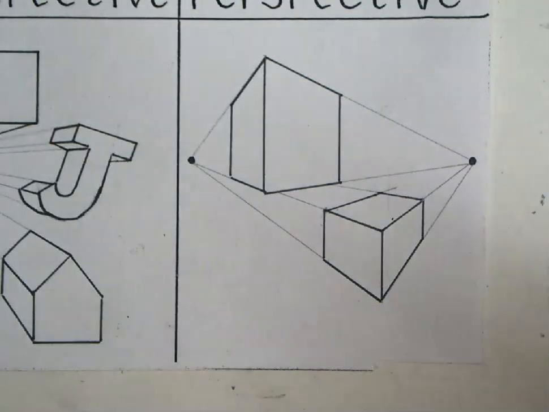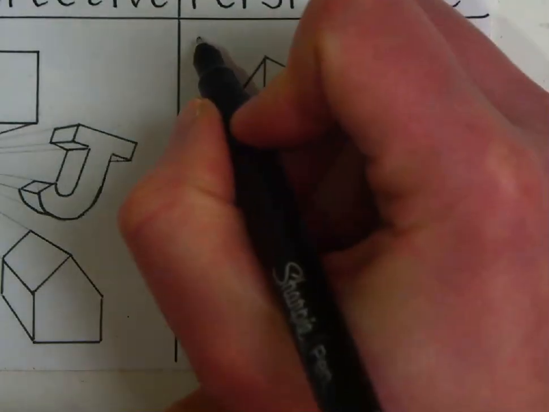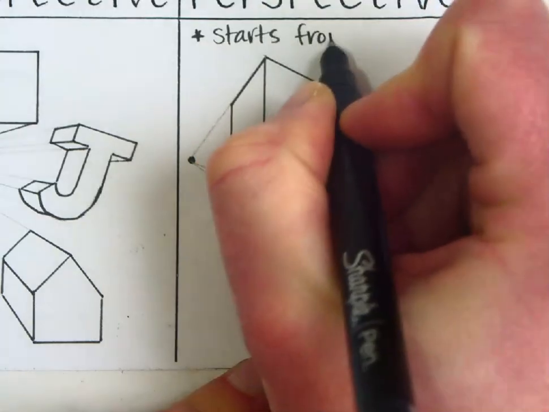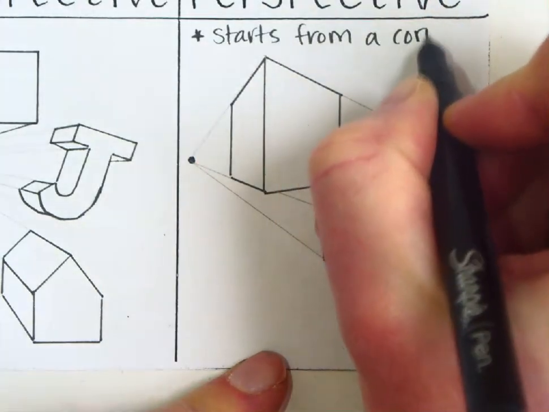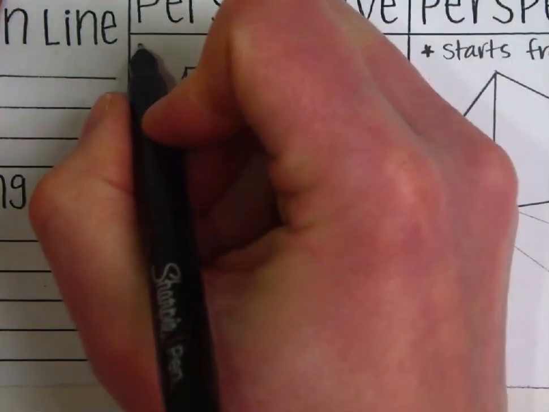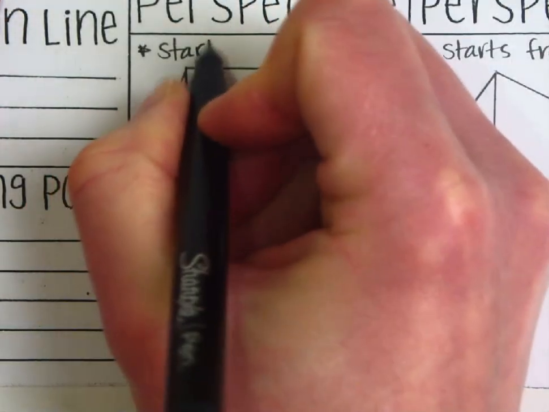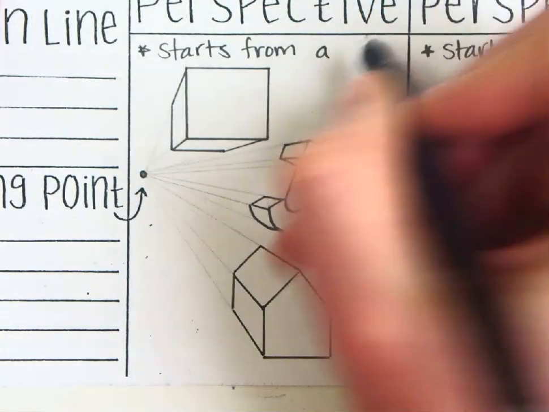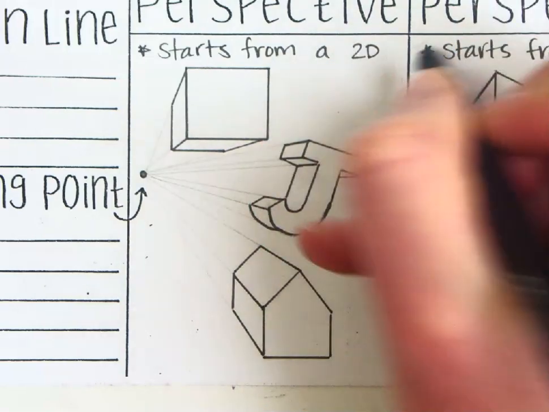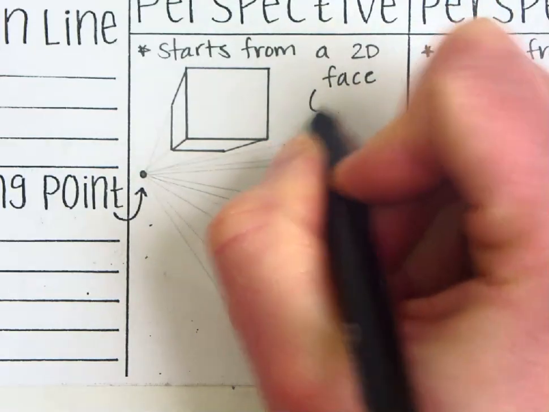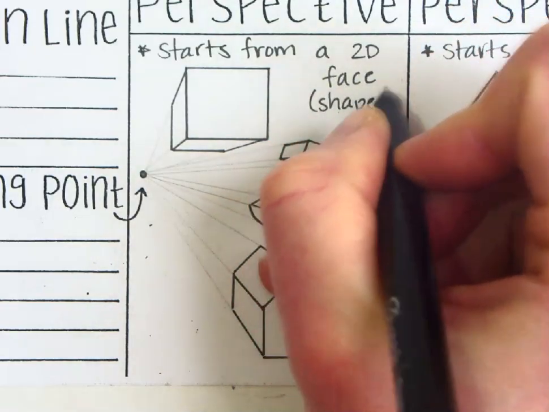One thing I want you to add at last is, on your 2 point perspective, this one starts from a corner, and then on your 1 point perspective, this one starts from a 2D face, which is just a shape.